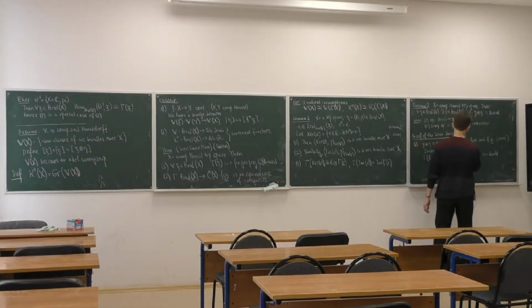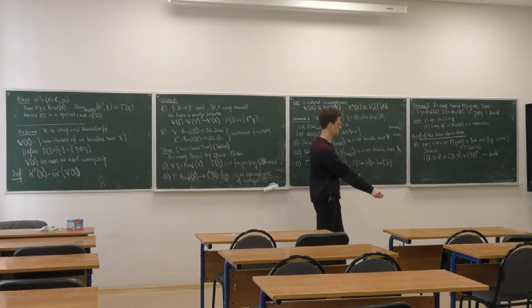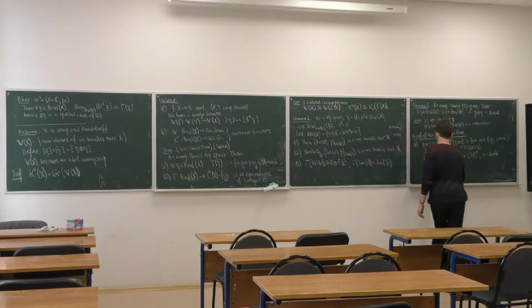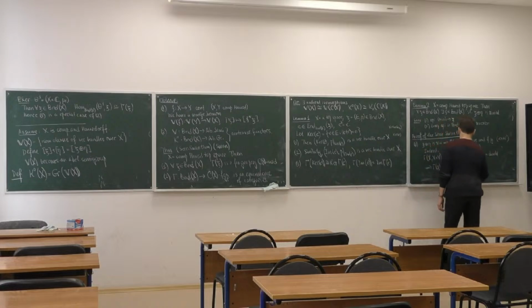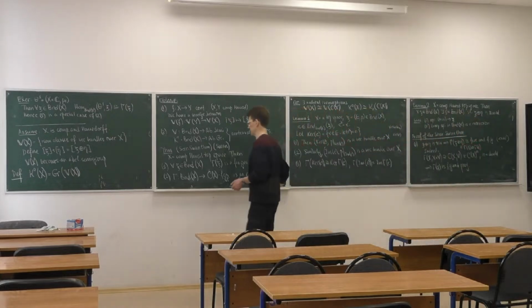And since the functor gamma is additive, we have the following isomorphism. And we see that gamma of psi is isomorphic to a direct summand of a free finitely generated module. And this implies that gamma of psi is finitely generated and projective. And this completes the proof of part 1.